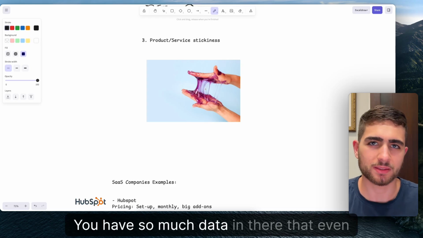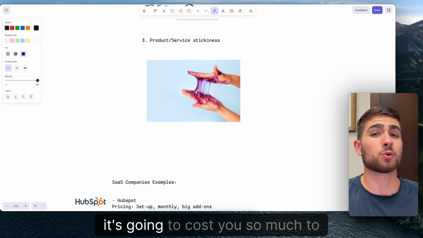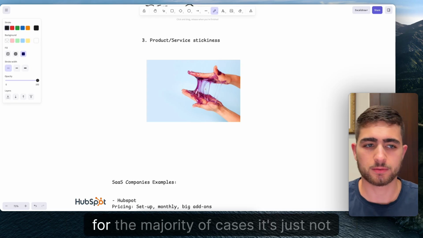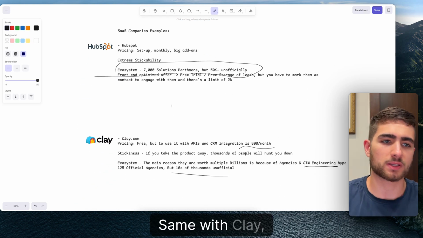You have so much data in there that even if a better tool comes on the market, it's going to cost you so much to migrate and change all of your processes that, for the majority of cases, it's just not going to make sense. Right? Same with Clay.